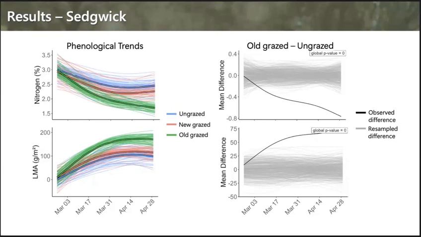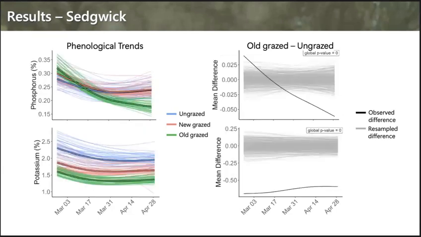But if we look at the direct comparison of the old grazed, or long-term grazing group, to the ungrazed group, we see that a longer history of grazing is leading to lower foliar nitrogen and higher leaf mass per area. And if we look at a couple other traits as well, we can see that longer history of grazing is leading to lower phosphorus and lower potassium. But the value of this visualization is it helps us see that that pattern is not necessarily true the whole season. So phosphorus, for example, becomes more different later in the season.